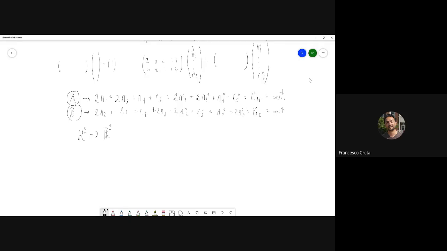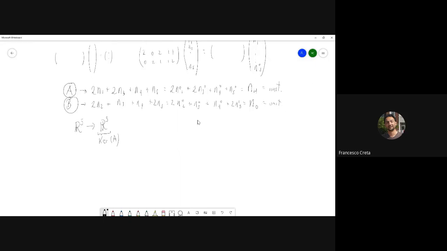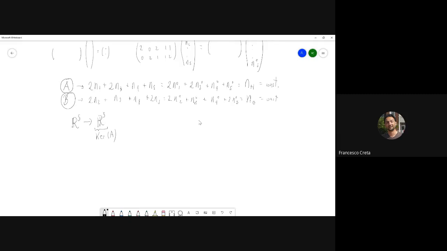And this R3, if there is need to repeat it, is again the kernel of A. Of course, A applied to n minus n0 is equal to 0, so clearly n minus n0 is equal to the kernel of A. Now, what remains to be done is to find the basis of the kernel of A.